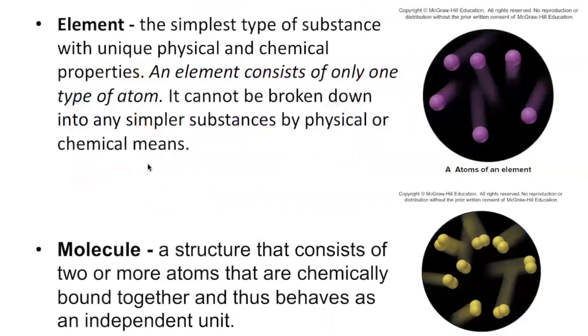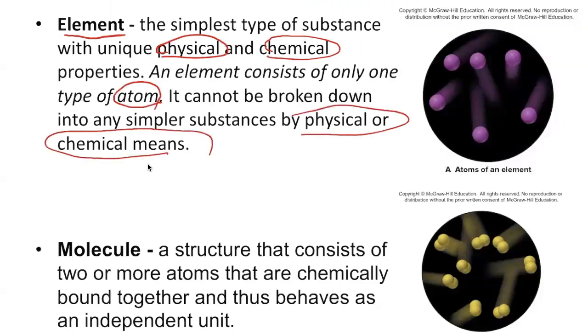For example, the definition of an element, which is what you're going to find in your periodic table, roughly 118 elements. An element is the simplest type of substance with unique physical and chemical properties. An element consists of only one type of atom, and we discussed what an atom was. It cannot be broken into simpler substances by physical or chemical means.